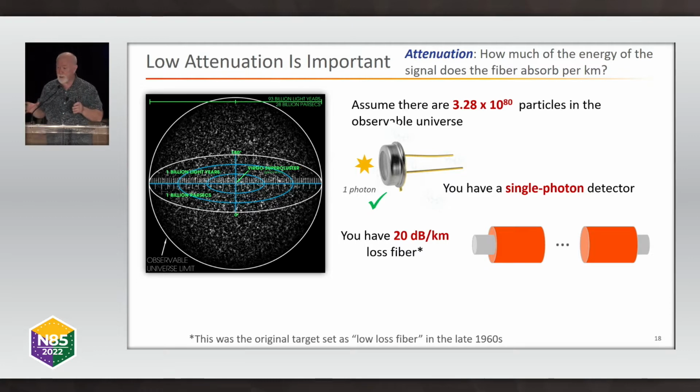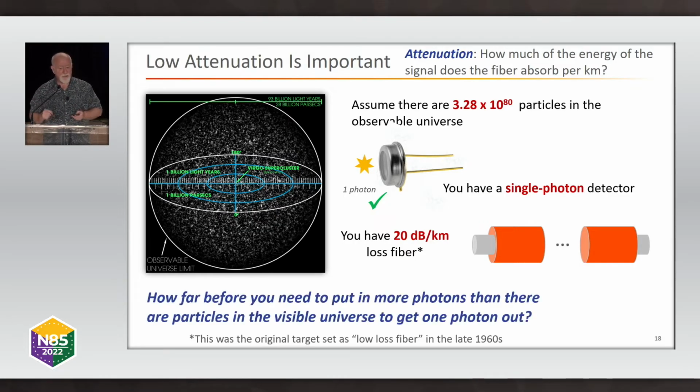The breakthrough in optical fiber was considered that if you could design optical fiber with loss of less than 20 dB per kilometer, you might be able to use it for communications. That was the kind of fiber we had back in the 1970s. So, how many photons, or how far could you go along fiber like that before you'd have to put more photons than there are particles in the observable universe in order to get one photon out at the other end?